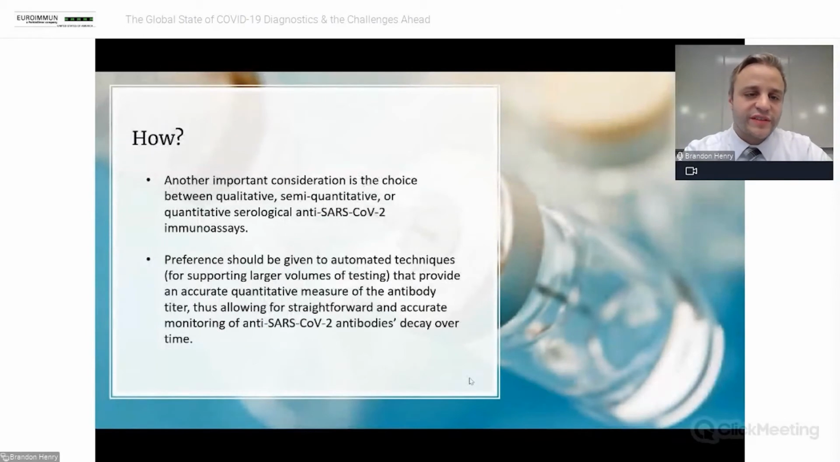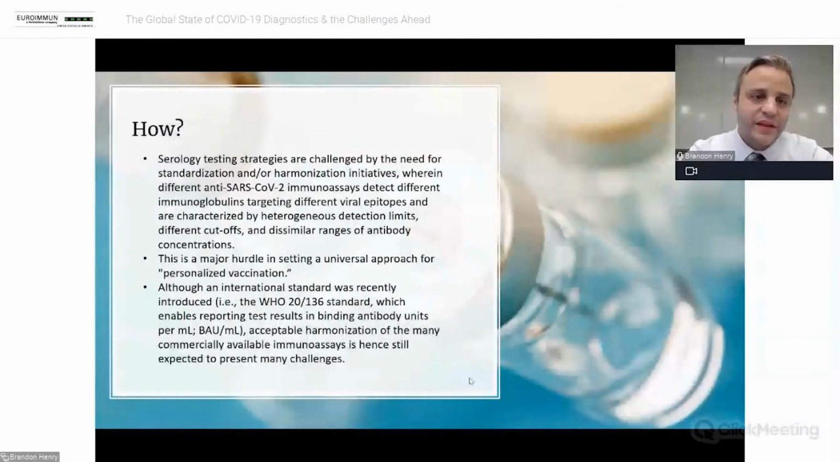Another important question is the choice between a qualitative, semi-qualitative, or quantitative serological anti-SARS-CoV-2 immunoassay. Preference should be given to automated techniques that provide an accurate quantitative measure of the antibody titer, thus allowing for straightforward and accurate monitoring of anti-SARS-CoV-2 antibodies decay over time. So it's really important to be using now a quantitative assay.